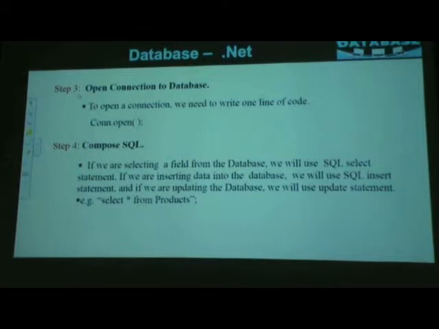So first, we identify the connection string. Second, we identify the connection object. Step 3, open connection to database. To open a connection, we need to write one line of code: the connection object we created, .open, that's it. So we open a connection. Step 4, compose SQL. If we are selecting a field from the database, we will use a SQL select statement. If we are inserting data into the database, we will use a SQL insert statement. And if we are updating the database, we will use an update statement. For example, select star from products. This is what compose SQL means.